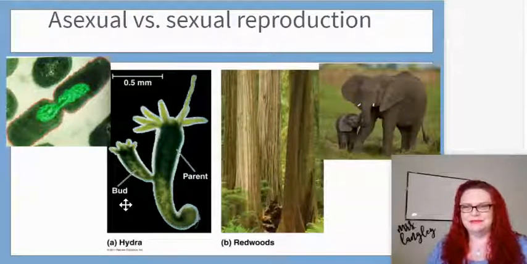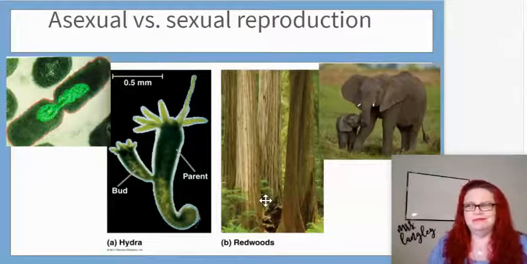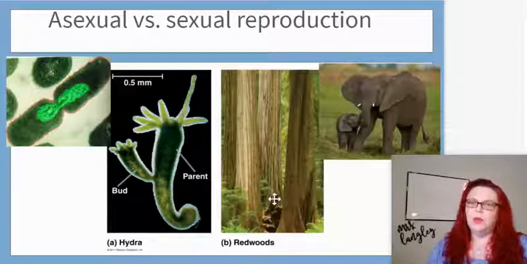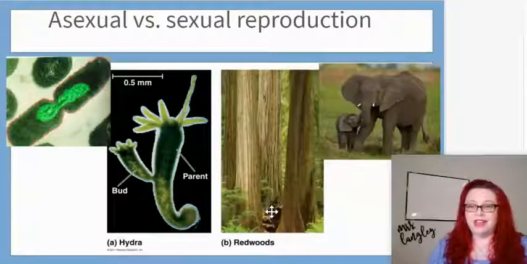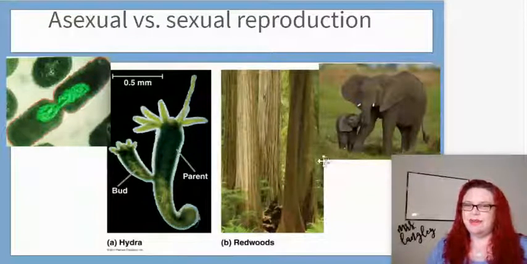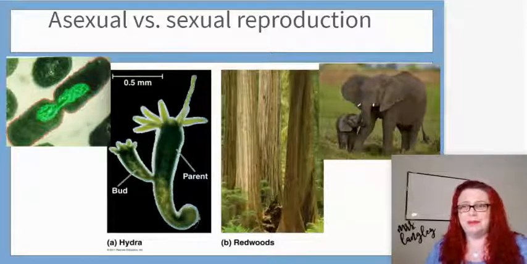Now here we see redwood trees. Now we tend to think of trees as being pretty similar. We'd look at all these redwoods and think they all look pretty much alike. But in fact, there's a lot of genetic diversity. These reproduce sexually. And then we have here our elephants. And as we talked about, they do reproduce sexually. It takes a lot more time to make a baby elephant than it does to make a hydra.